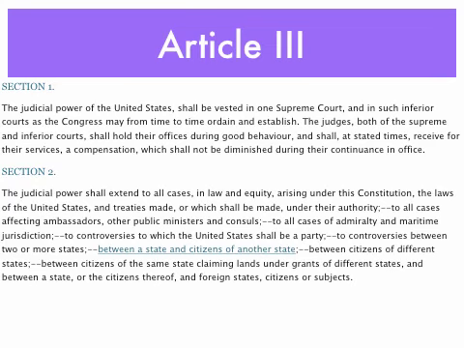And then the next part tells us more. Shall be vested in one Supreme Court. Shall means must, right? Must be vested in one Supreme Court. And in such inferior courts as Congress may from time to time ordain and establish. The judges both of the Supreme and inferior courts shall hold their offices during good behavior and shall at stated times receive for their services a compensation which shall not be diminished during their continuance in office.